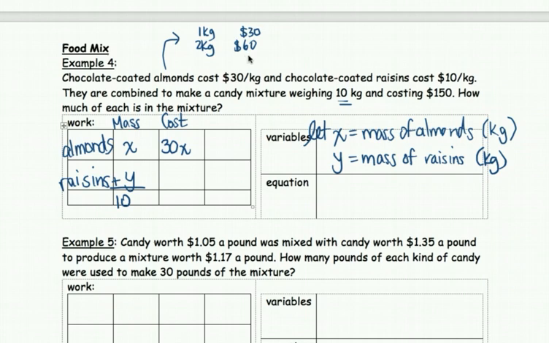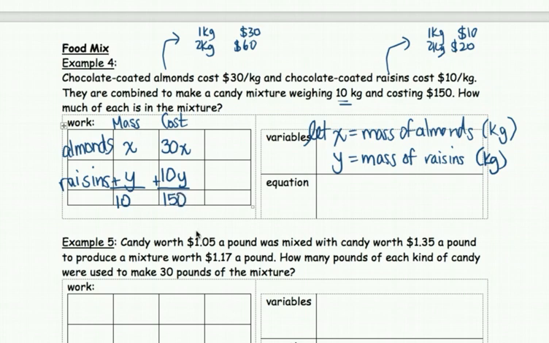All right, and then the same with the raisins. If you buy 1 kilogram of raisins, you're going to pay $10. If you buy 2 kilograms, you pay $20. So what you're doing here is multiplying by $10. As soon as we know how many kilograms, we multiply by 10. So if we could figure out what the X and Y were, in the end, your grand total that you'll spend is $150. Okay, so we're looking at a lot of food here.